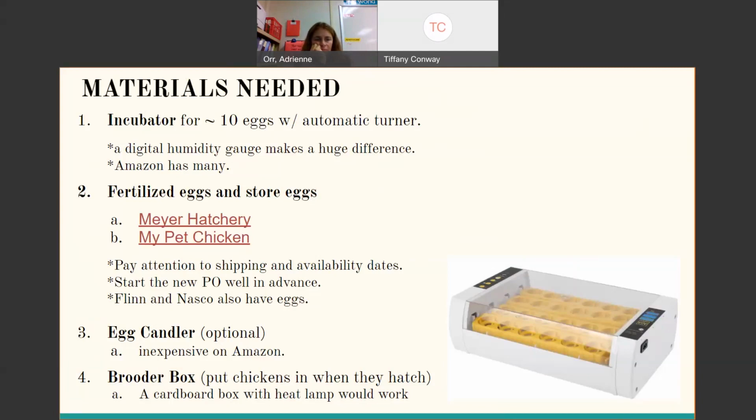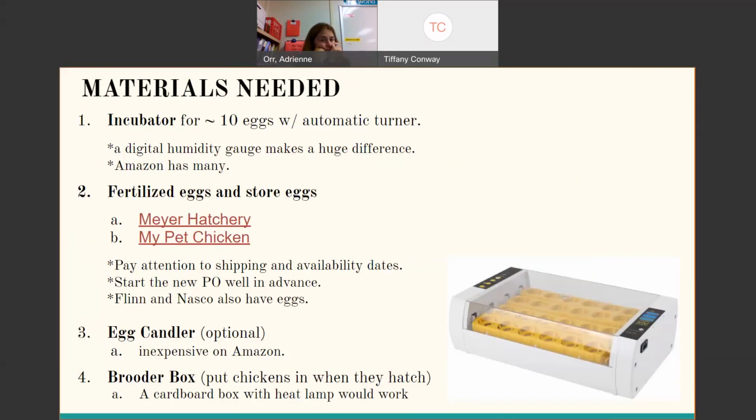And things to think about with that is make sure that you talk to your financial person and get your PO started well in advance, because your building is not likely to have a PO with a hatchery set up. So it's a little bit longer process for that person. So if you're thinking of doing it this fall, you may want to go ahead and start getting your POs lined up. Flynn and Netco have eggs too, but we've never used them. We didn't even know they had them until last year.